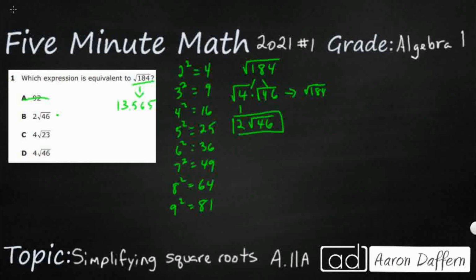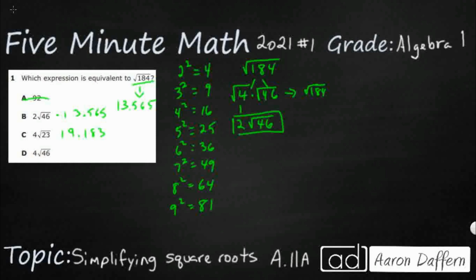So 2 times the square root of 46, right? Let's just plug this into our calculator, because it should be exactly the same. I'm getting 13.565. Okay, so yes, it does equal that. But let's just try the other two. 4 times the square root of 23, right, and that's going to be 19.183. So we're close, but we're a little bit too big.